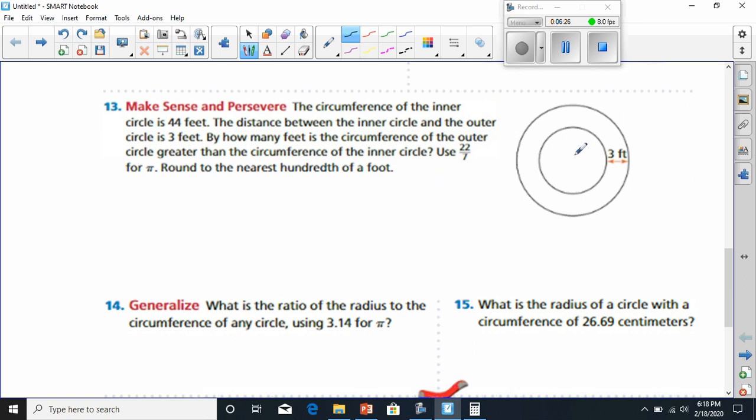So they want to know how much bigger the outer circle's circumference is than the inner one. The inner one, we'll put I for inner, is going to be, it says already, the circumference is 44 feet.